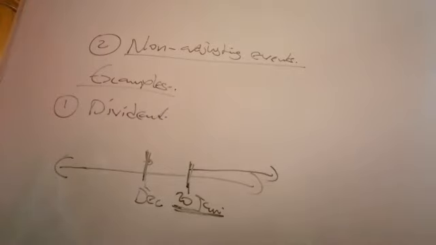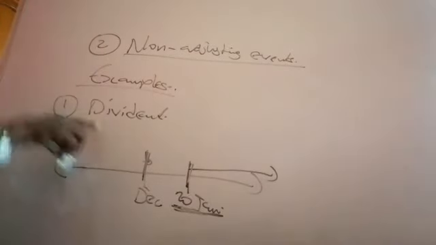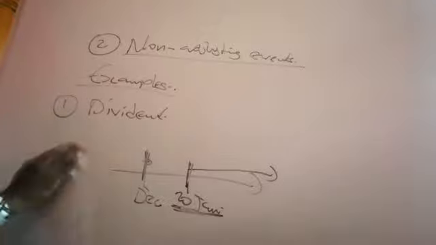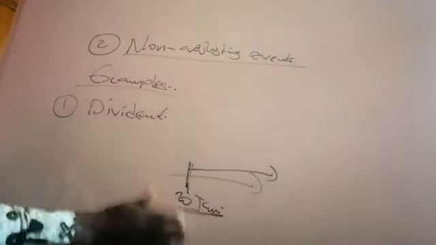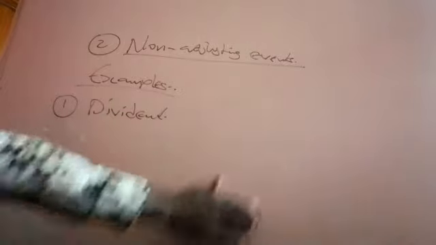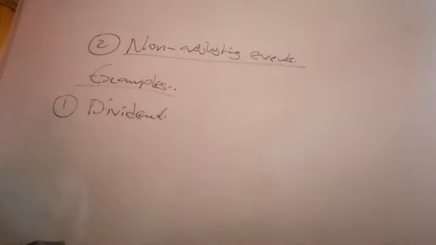Now let me continue my example, because I chipped in because of the dividend. Dividend specifically is non-adjusting. But bonus paid after the reporting period for the previous year is adjusting. Good. The next one is going concern threat. Going concern threat. That's the next one.